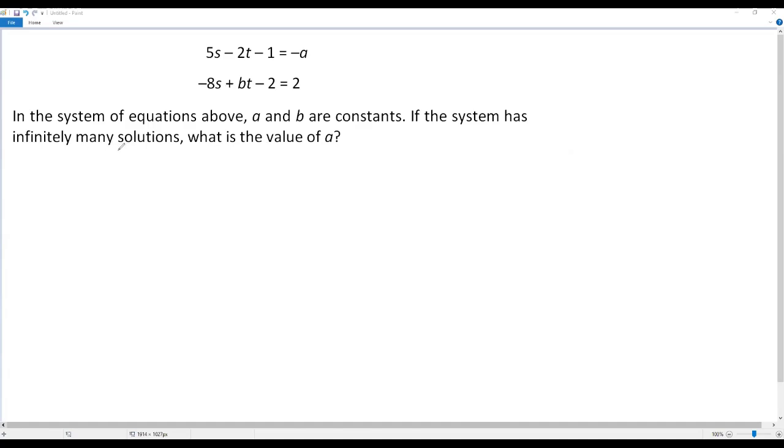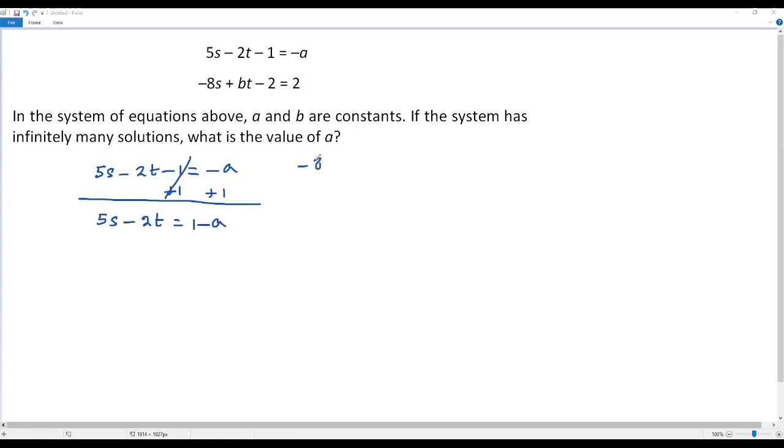Now let me take the first equation, that is 5s − 2t − 1 = −a. Here let's keep the terms which contain s and t on the left side. So we have to get rid of the constant −1. For that we have to add 1 to both sides. When I add 1 to both sides, −1 and +1 cancel. Then I'm getting 5s − 2t = 1 − a. Let's do the same thing for the second equation as well.